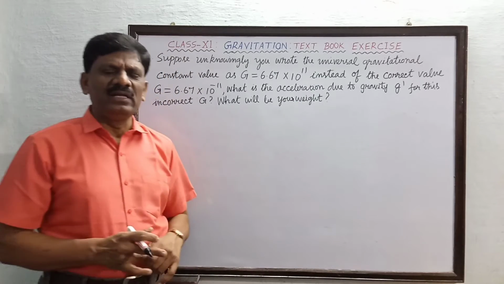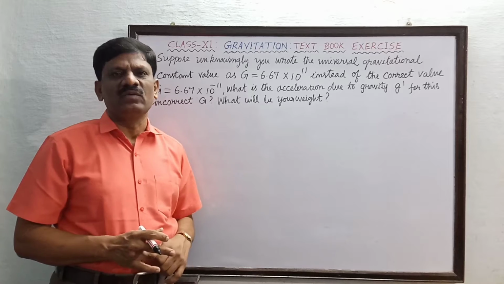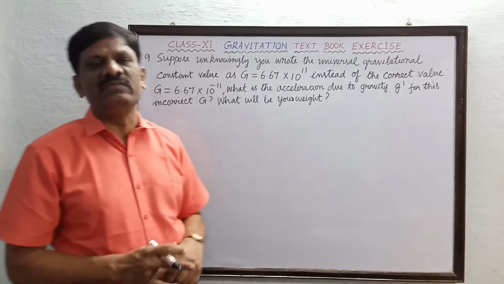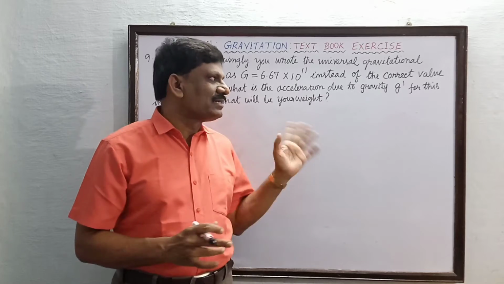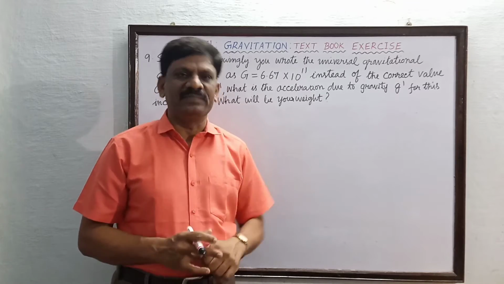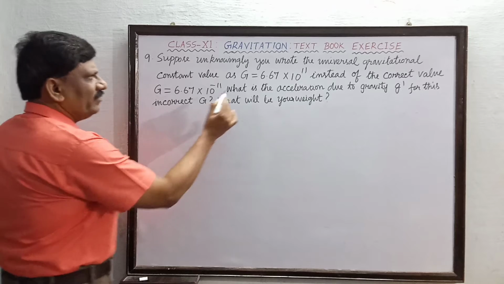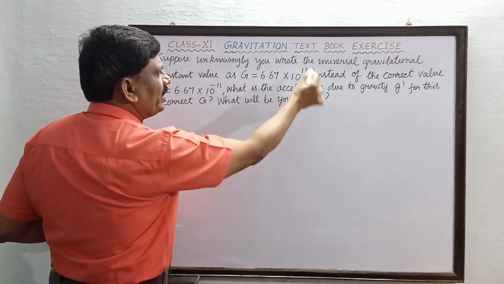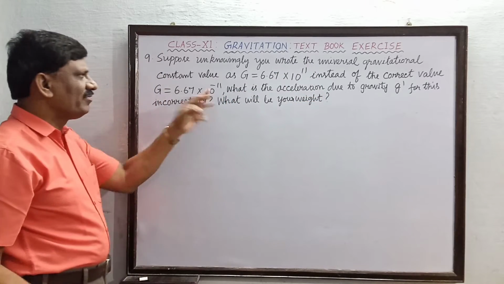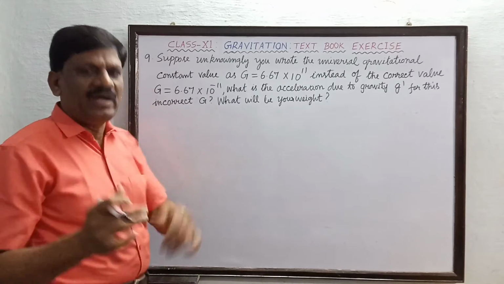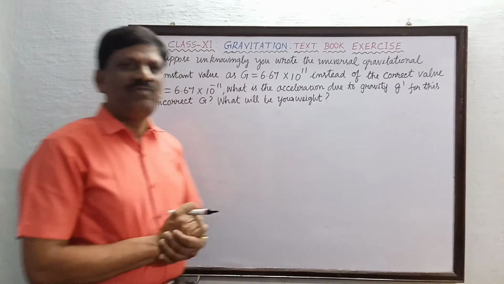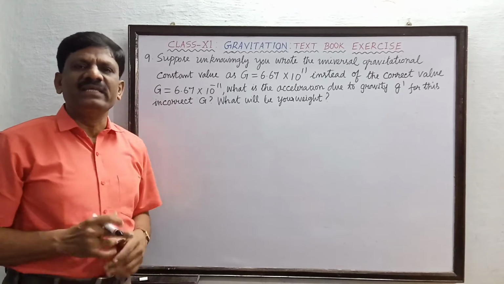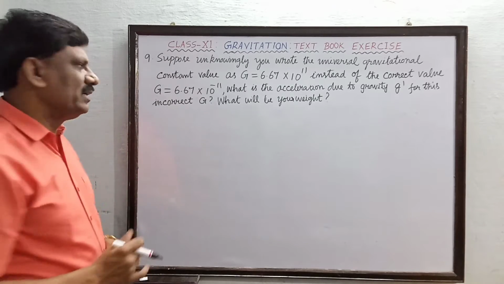So actually there will be a lot of confusion among the students while assuming the value of capital G, whether it is 10 power plus 11 or minus 11. So they have asked this problem based on that idea. So we have to assume the wrong value, 10 power plus 11 instead of minus 11, and we have to determine the acceleration due to gravity. For this the mass of the earth and the radius of the earth are required.